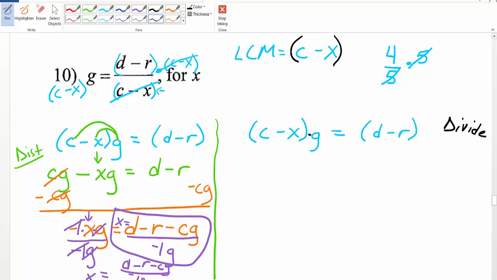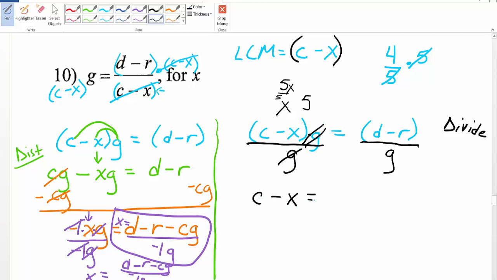Well, we can compare this g as kind of like a coefficient. So if this was our variable x and g was like some number, let's say 5, well, that would be the same thing as saying 5x. What we can go ahead and do is divide both sides by that coefficient. So in this case, we would divide both sides by g. Now when we do that, on the left side, the g's end up canceling, leaving us our c minus x. On the right side, we pretty much just have the d minus r all over g.